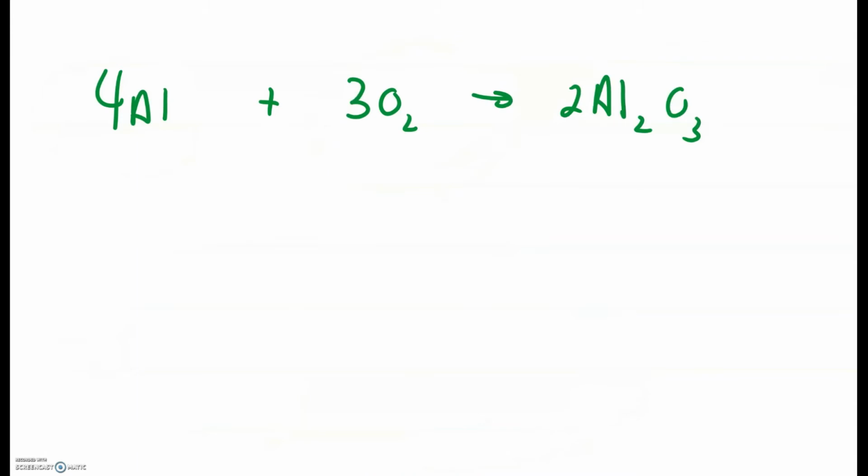All right, here's a real simple equation. This is aluminum, and this is oxygen gas. And when we combine them, we get something called aluminum oxide, which is an ore, and we're not going to really worry about what its other name is. We'll just call it aluminum oxide.